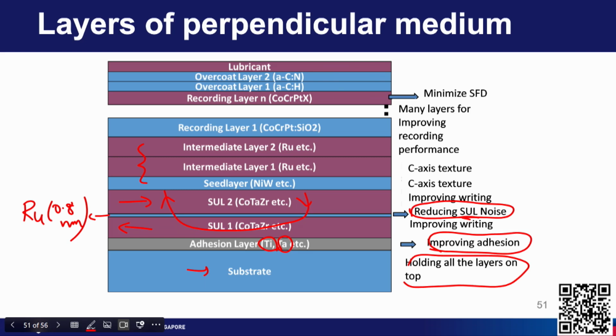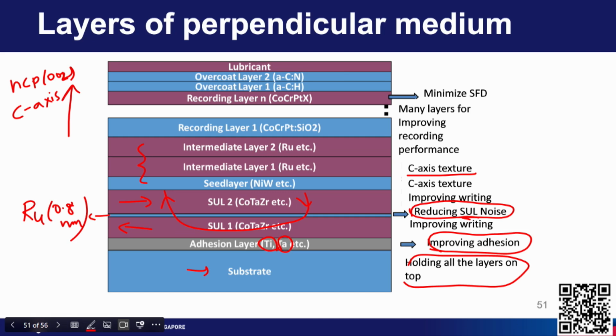All these ruthenium layers help to provide some crystallographic texture, so that the cobalt layers on top will have their easy axis, the C axis, in the perpendicular direction. These are all cobalt materials. Cobalt has an HCP structure, and the 002 direction is the C axis, so this will be in the perpendicular direction. One reason for having so many layers is to achieve the C axis in the perpendicular direction.